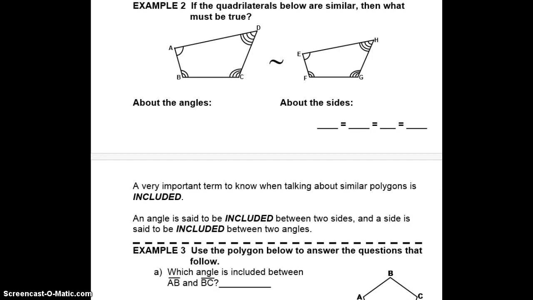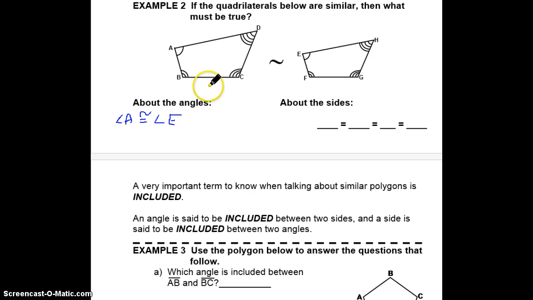All right, example 2 says that if the quadrilaterals below are similar, then what must be true? So I want you to notice this time it didn't write a similarity statement. They've got marked congruent the angles. And so clearly we can tell which angles are congruent. Okay, so we can write that angle A is congruent to angle E, but that kind of seems a little silly because it's already marked for us.